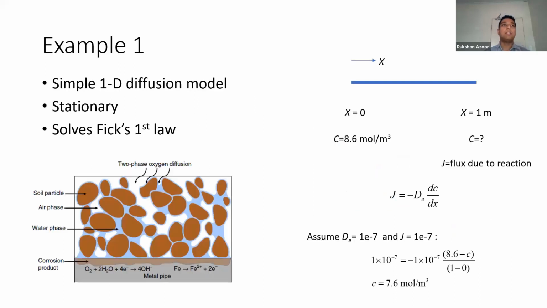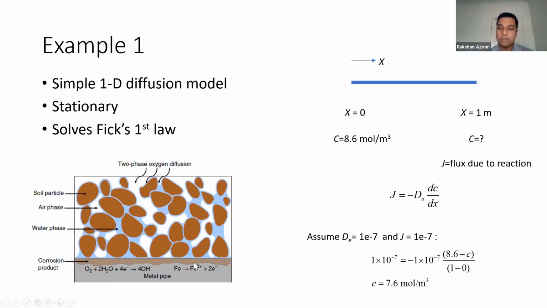So the first example is a simple 1D diffusion simulation. Now, we'll be sticking to stationary models for this session, but I can quickly show a time-dependent one later on. Here, we'll be solving Fick's first law. This is a schematic of soil, and the top surface of the soil is exposed to the atmosphere. There is oxygen in the air, and oxygen will diffuse through soil, through both air and water, and reach an interface here. For this purpose, this is a metal pipe, and there's a corrosion reaction happening here.